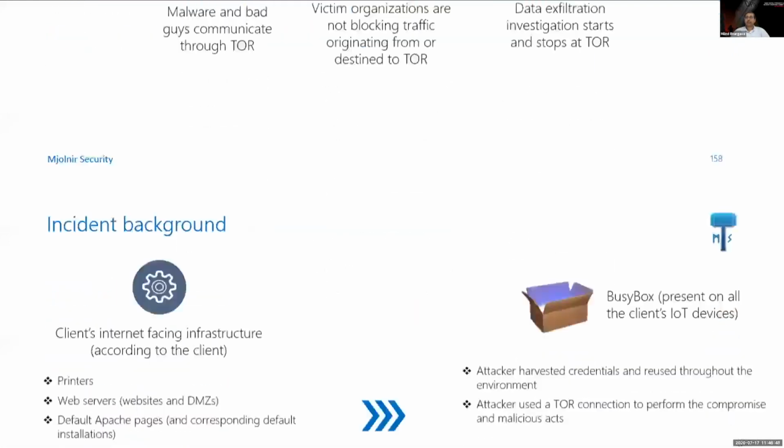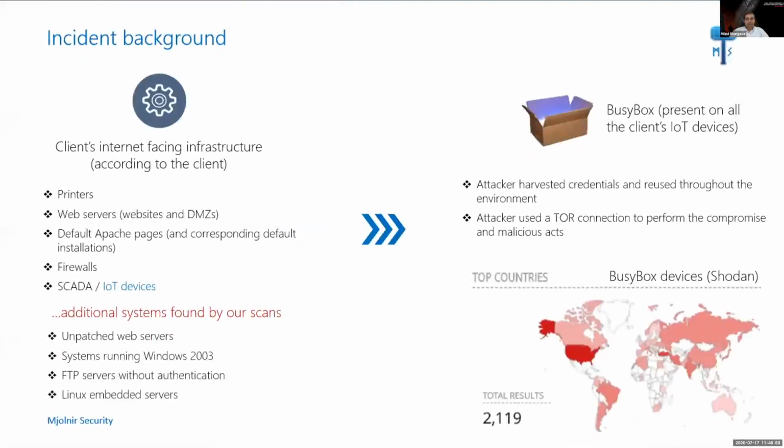Now, first, the incident background, to help you better understand what it is that I was trying to do. So we got hold of a client. They had ransomware issues going on. According to the client, they had some printers available for access, including the kind where you can send an email and print things and so on. So printers essentially directly connected, or if not, through an app. They had web servers, websites, and DMZs, and the whole shebang.